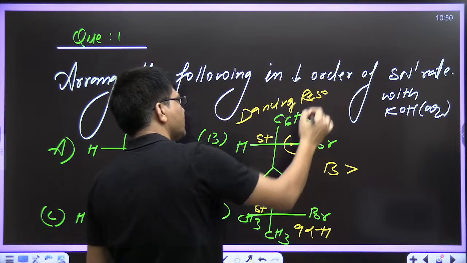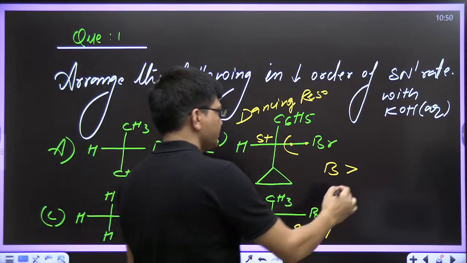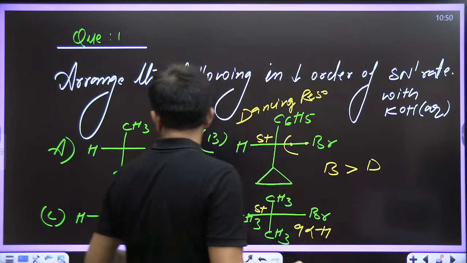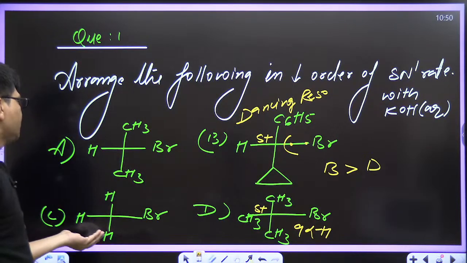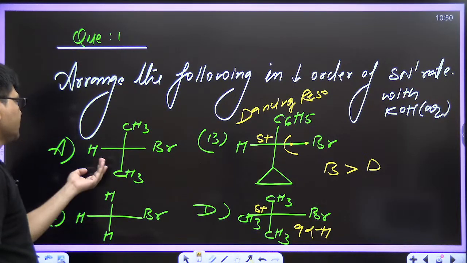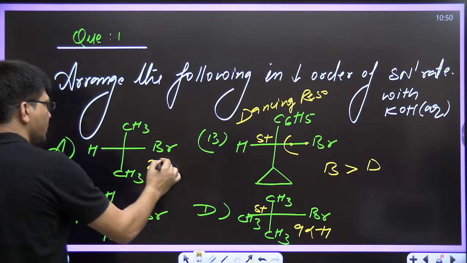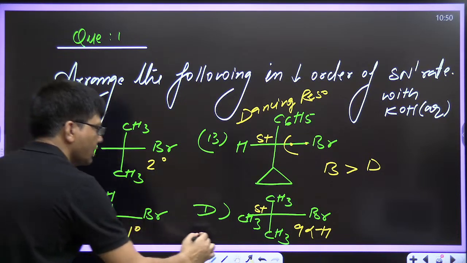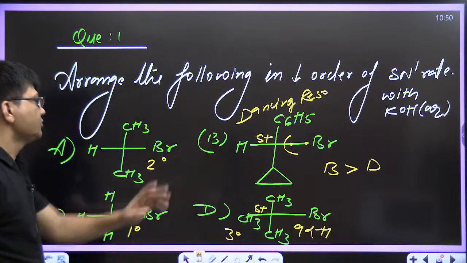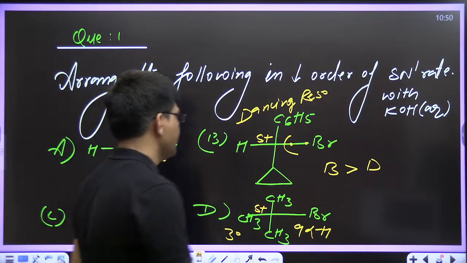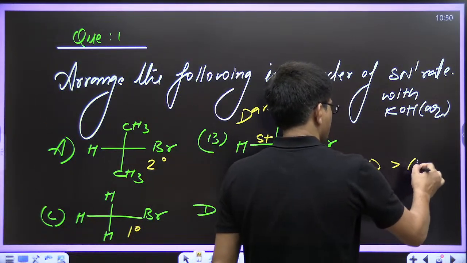It's dancing resonance stabilization, and this D, C, B, D, and after this is simply methyl. This is 1 degree, and this is 2 degree carbocation, 2 degree carbocation, 1 degree carbocation, 3 degree carbocation, and this is dancing resonance. So after that, AC, BD, AC.